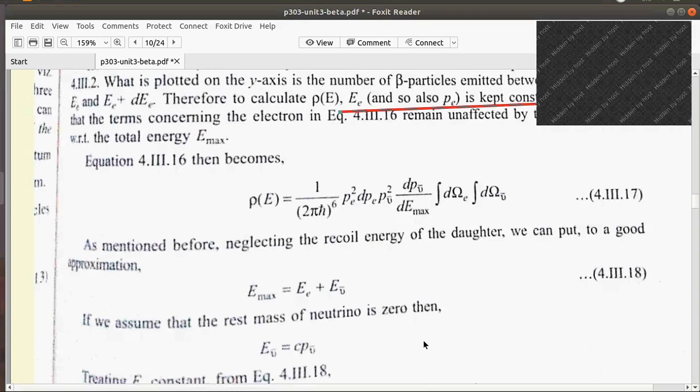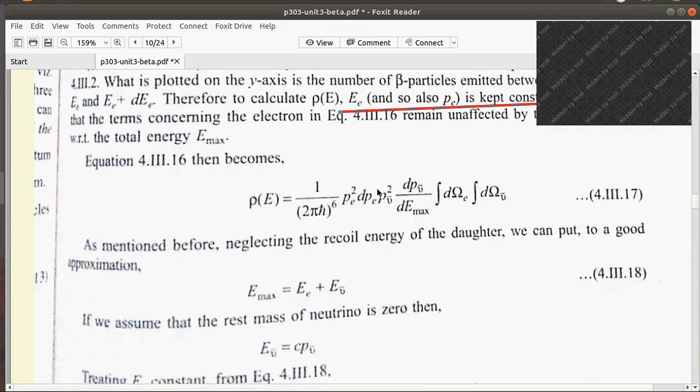Okay, so in this expression p_e squared and p_nu bar squared are constant, and dp_e is also considered constant. So basically all terms related to the electron are generally kept constant. They are not considered because the spectrum information is mostly about the electron. Okay, so now E_max. What is E_max?